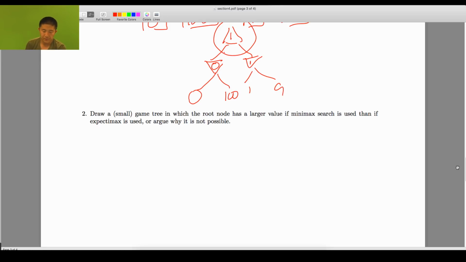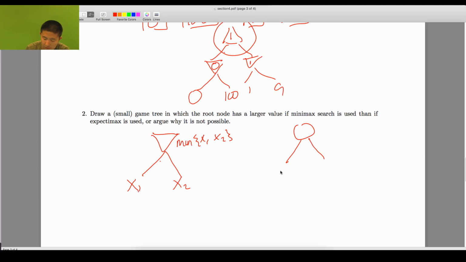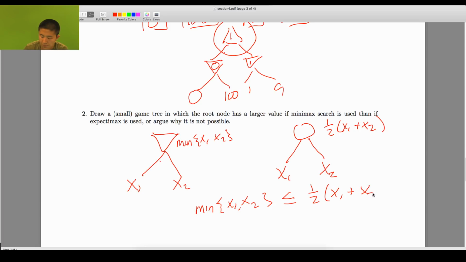So you can think of it kind of like if you have a minimizer and you have, let's say, x1, x2, which are just some values. So the minimizer will choose the min of x1, x2, whereas expect_max, or this expectation node, will choose the average. And it is always true that the min of x1, x2 is less than or equal to the average. So that's why it is not possible.